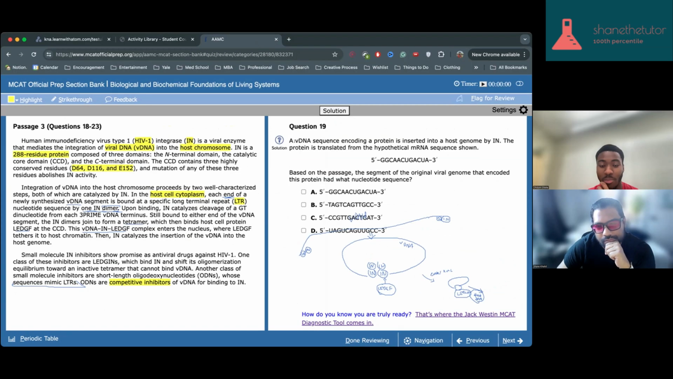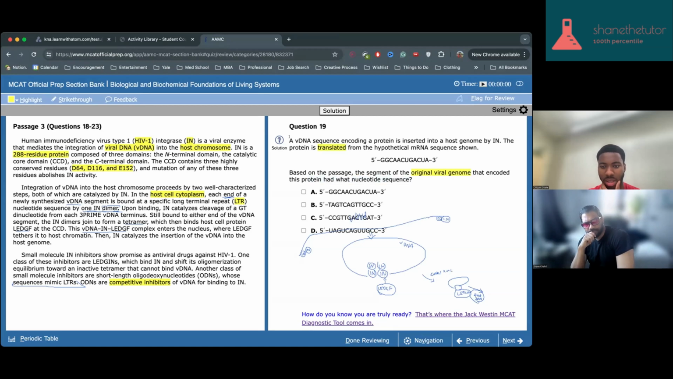Okay, so a viral DNA sequence encoding a protein is inserted into a host genome by IN. So basically, IN is doing its job right now. It is then translated from the hypothetical mRNA sequence shown. So this is translating whatever IN brought in, essentially. So based on the passage, the segment of the original viral genome that encoded this protein had what nucleotide sequence?